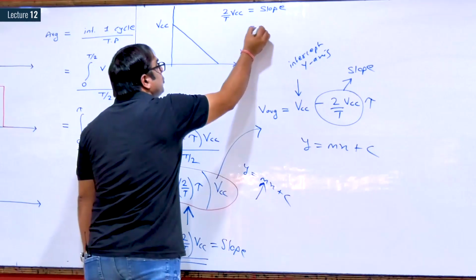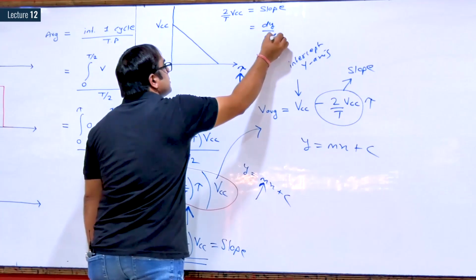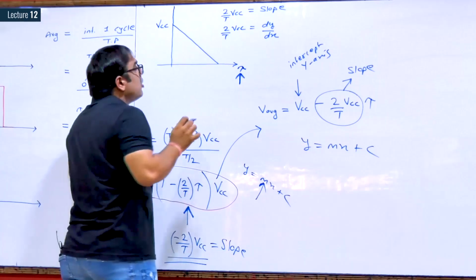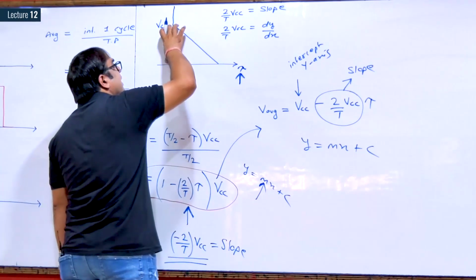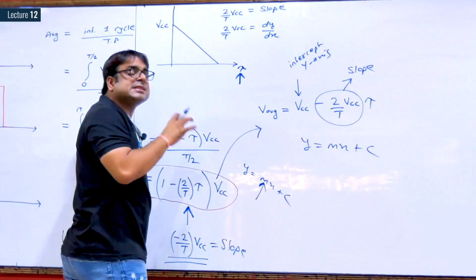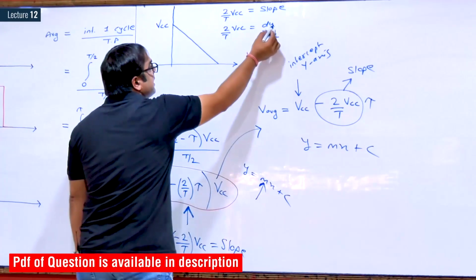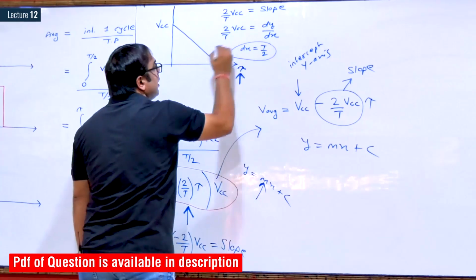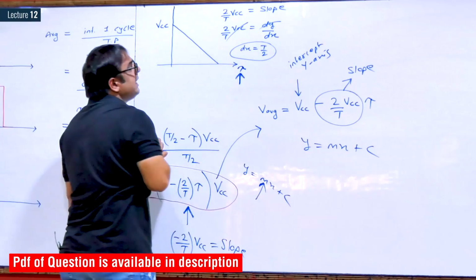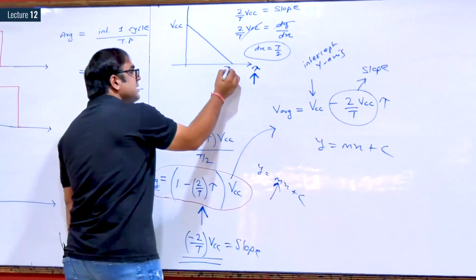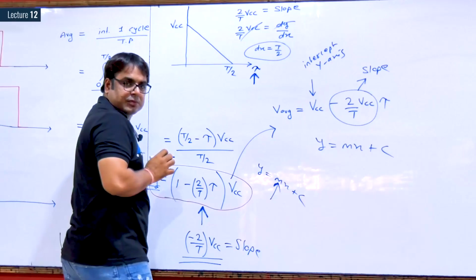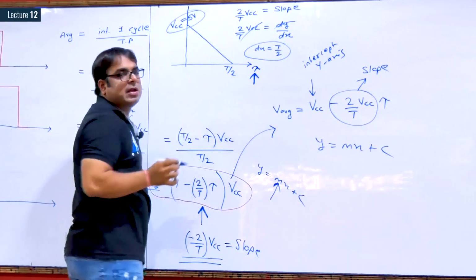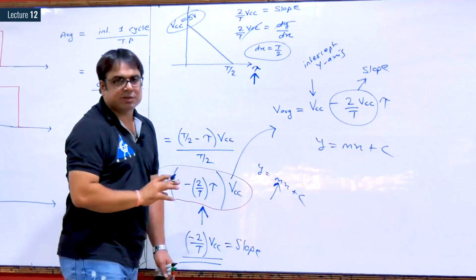Slope should be equal to dy upon dx, which is 2 by T VCC. What is the change in y? The change in y is fixed, VCC, because it is the intercept on the y-axis. So dy is equal to VCC, so dx will become T by 2. In this question, VCC is considered to be 5 volt. Either you consider 5 volt or you consider VCC.